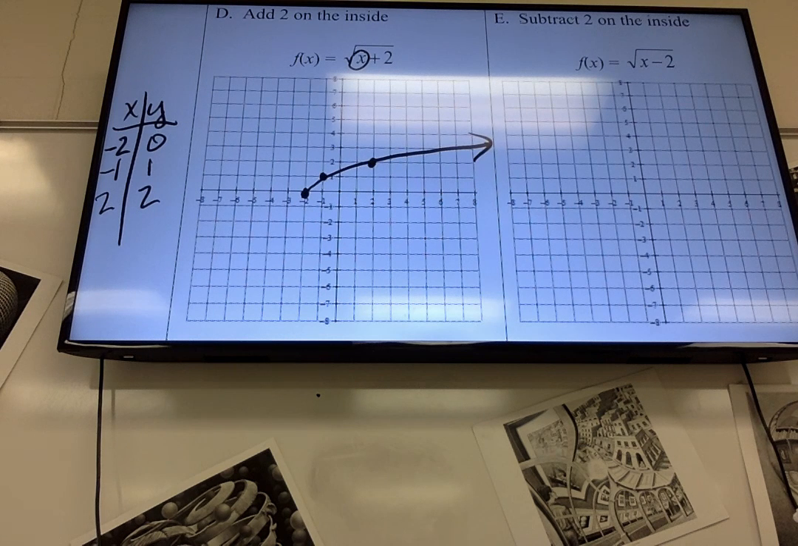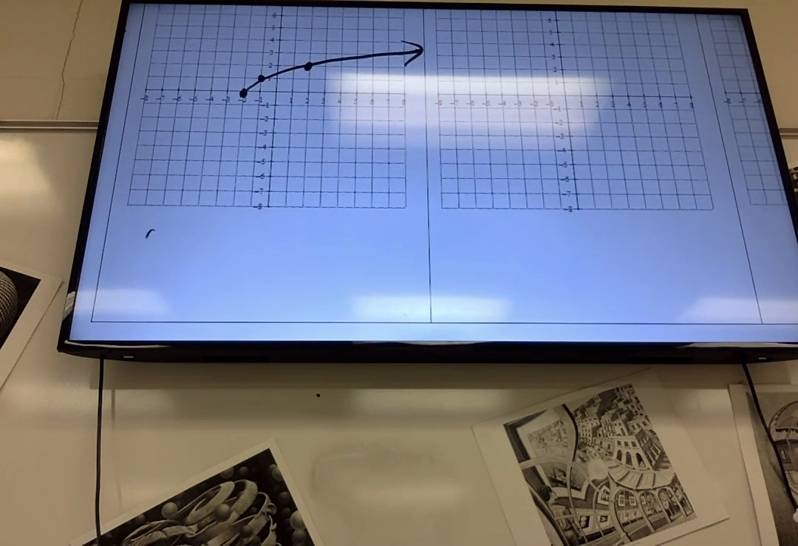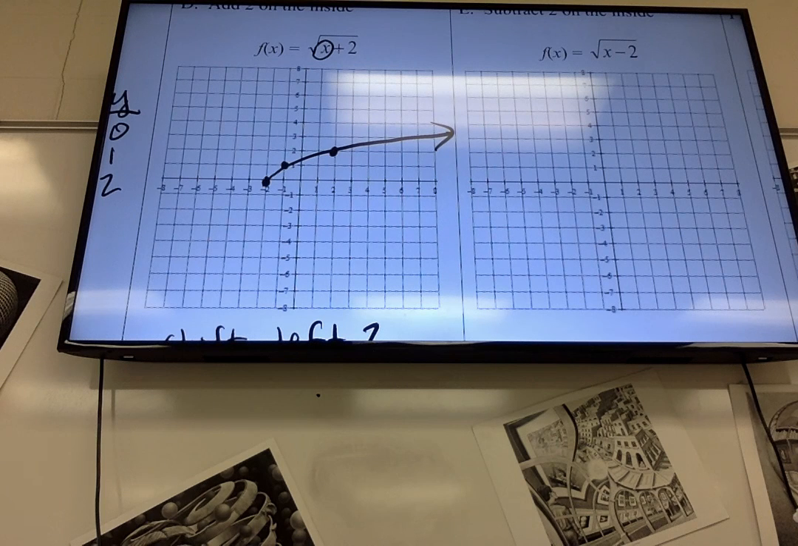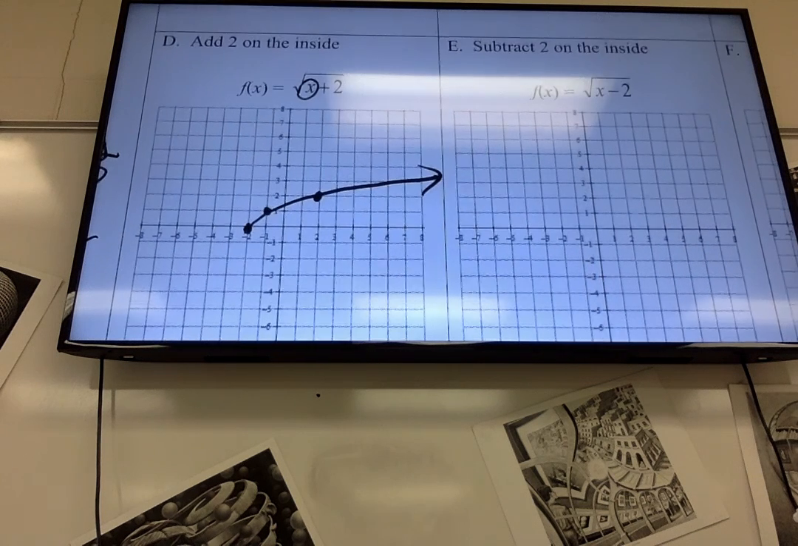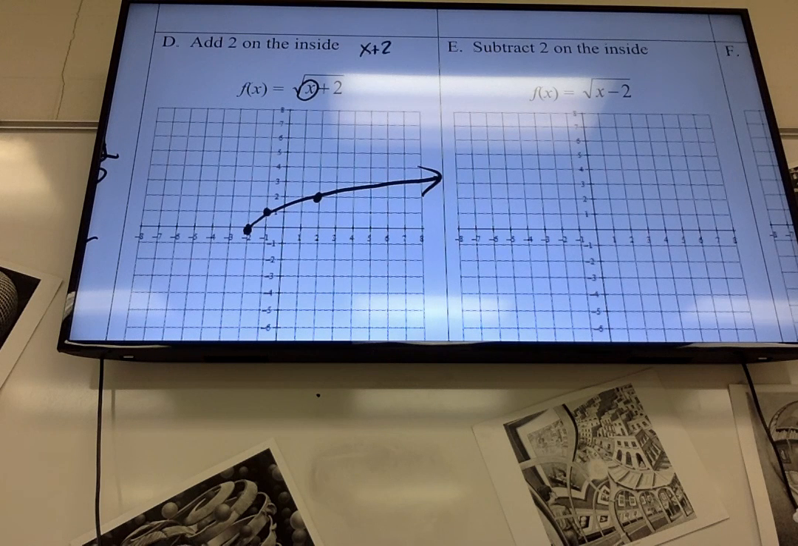So how does this graph compare to the one directly above it? How has it been shifted? To the left. How many? I heard it. 2. Very good. So if it's under the square root, then it's going to go in the opposite direction of the sign. The reason is that if you take what's under the square root and set it equal to 0, that tells you your x-intercept is going to be -2, which means it's moving left 2. That's why it's negative. That's why it's left.